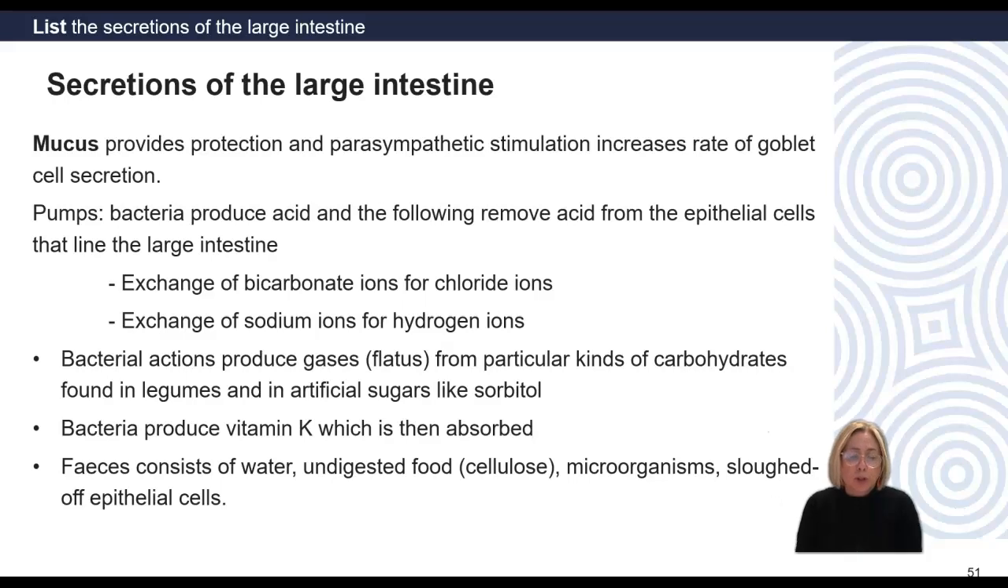Bacterial actions do produce gases known as flatus from particular kinds of carbohydrates found in legumes and in artificial sugars like sorbitol. And the other word for flatus is obviously farting, okay? And bacteria produce vitamin K for us, which is then absorbed. And the feces consists of water, undigested food, cellulose, microorganisms, and sloughed off epithelial cells.